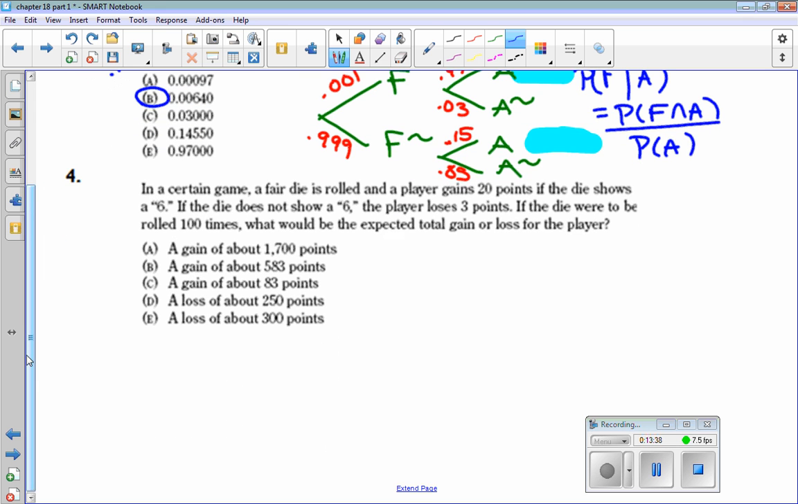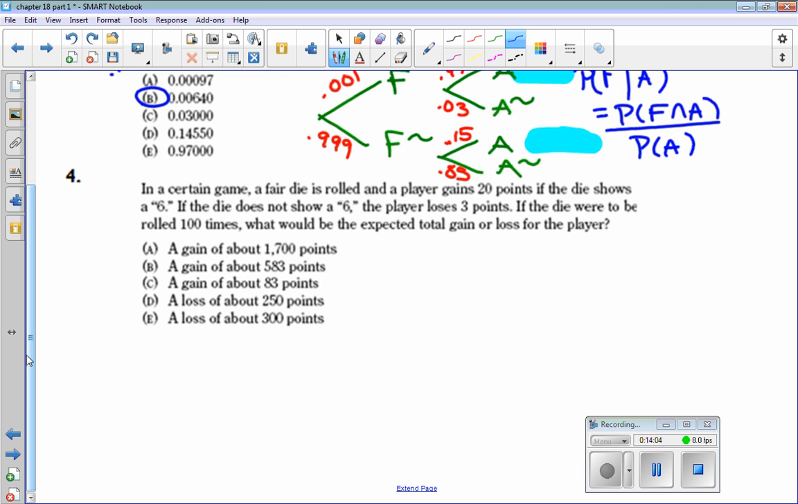What strategy would you use to solve this problem? Is this a tree diagram problem? I don't think so. What is it though? What did you do? I drew a probability distribution, like a little table. Did y'all do that? That's what I did. Tanner says, yep, that's what I did.